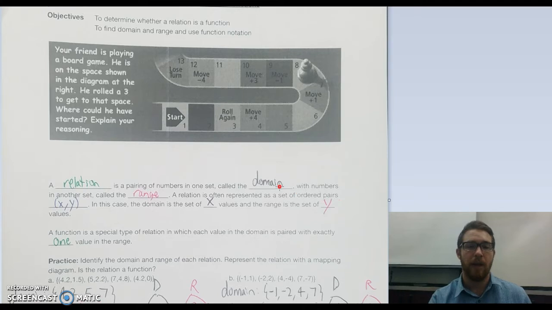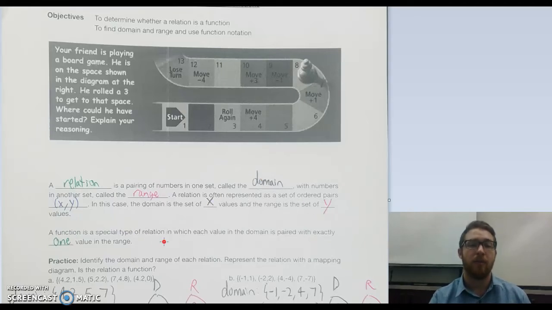So that first part, when we're talking about a relation, is a pairing of numbers in one set that we call the domain with numbers in another set that we call the range. So a relation is often represented by the set of ordered pairs x and y. Again, these are the values that you see on a graph, your x and y values. In this case, the domain is what we refer to as the set of your x values, and the range is going to be your set of y values. And that's going to be pretty consistent. So domain, you want to think x's, range, you always want to think y's.